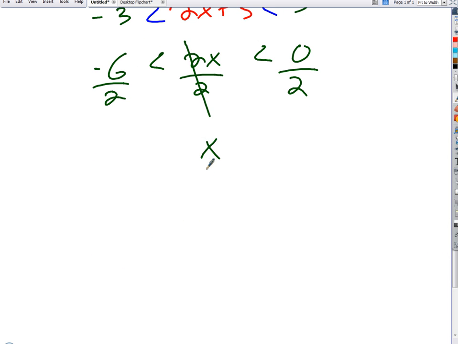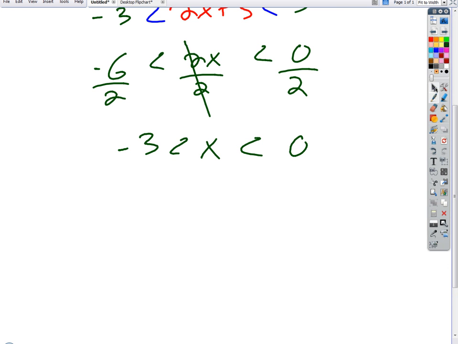then I get x in the middle. 0 divided by 2 is 0. Negative 6 divided by 2 is negative 3. Good. Now when you look at the assignment, the Moodle problems are a little strange.